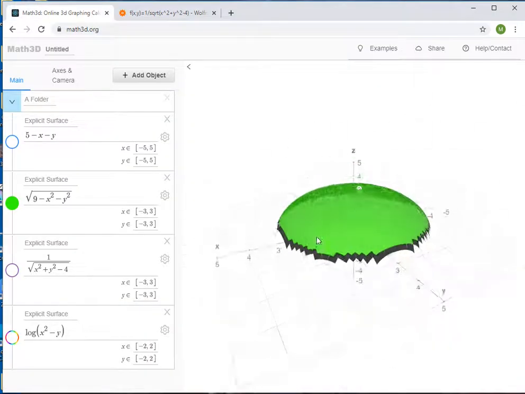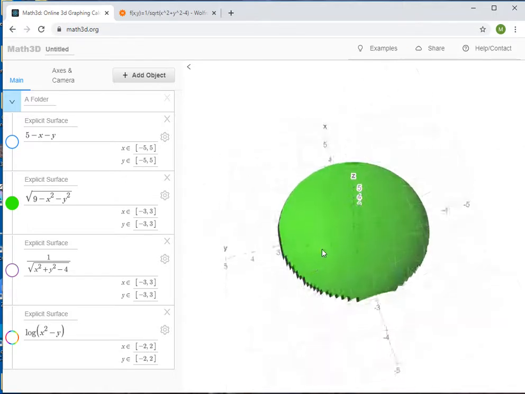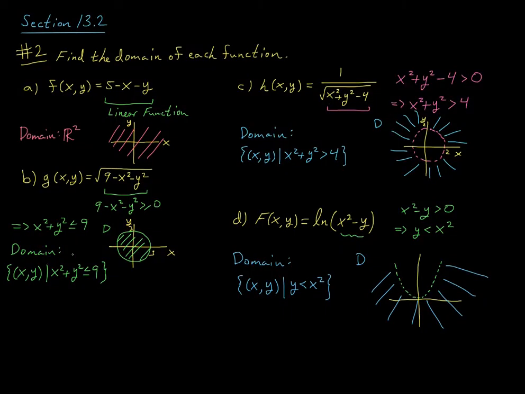Now this thing, you might suspect, looks kind of like the top of a dome, like maybe a hemisphere. If we go back to part B, that is in fact the case, and let's make a little note down here of why that is. So here, g(x, y) is the square root of 9 minus x squared minus y squared. So in other words, z is the positive square root of 9 minus x squared minus y squared. And since z is the positive square root, z is always greater than or equal to 0. That's why we're only seeing the top half of the sphere.